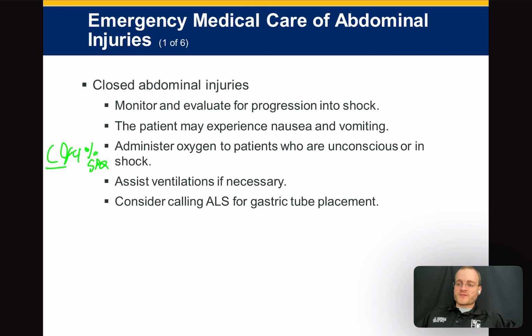Consider calling ALS for gastric tube placement. No ambulance that I know of carries gastric tubes anymore. There's a reason why. You can put them in the wrong place, right? Or if those organs are perforated, they can end up in the wrong place. It's just not done very often.